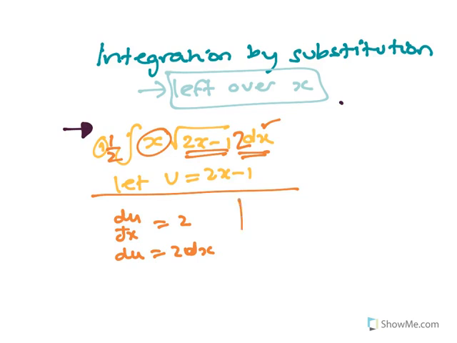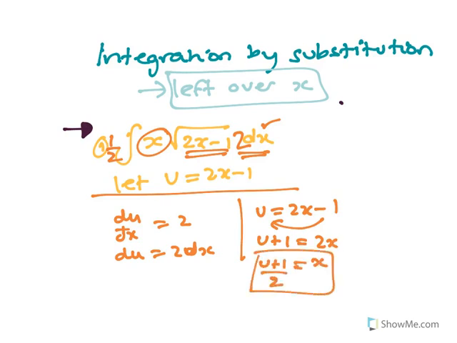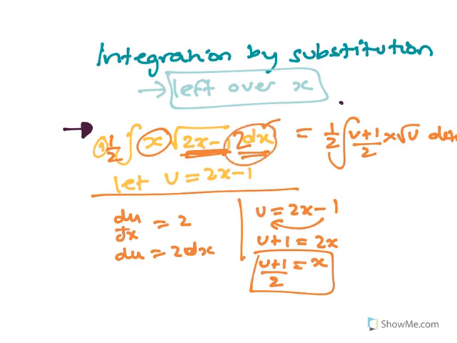So in order to deal with that, you get the u, you take your substitution u equals 2x minus 1, and you make x a subject. So it's u plus 1 is 2x, x is u plus 1 over 2. So let's just sub this stuff in. So we have a half, and we have u plus 1 over 2, and then this part here is root u, and then the 2 dx is just du.